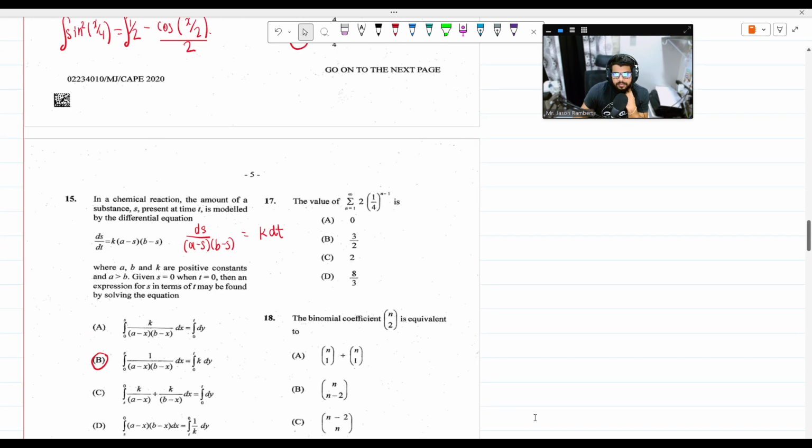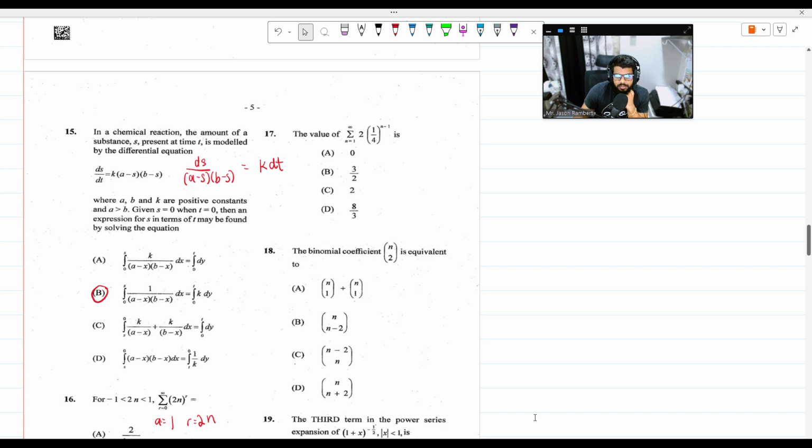Next, the value of this is another sum to infinity question. In this case, 1 minus 1 is 0, so A is going to be 2, and R is going to be a half divided by 2, which is a quarter. A over 1 minus R is 2 over 1 minus a quarter, which is 2 over 3 quarters, which is 8 over 3.